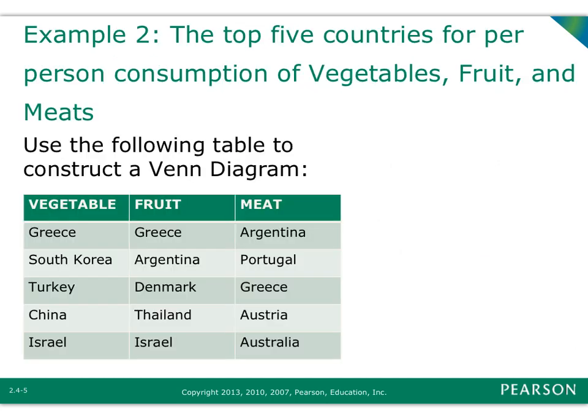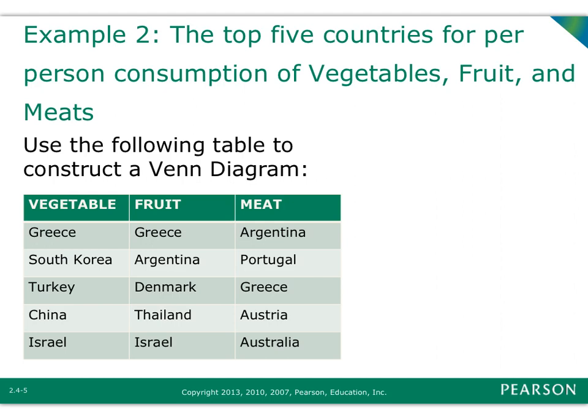In example 2, this is very similar to what we've seen in the book. We have the following table where we have vegetables, fruit, and meat. And now we're trying to look at, for the top 5 countries, per person consumption of vegetables, fruits, and meats. And we're going to construct a Venn diagram.